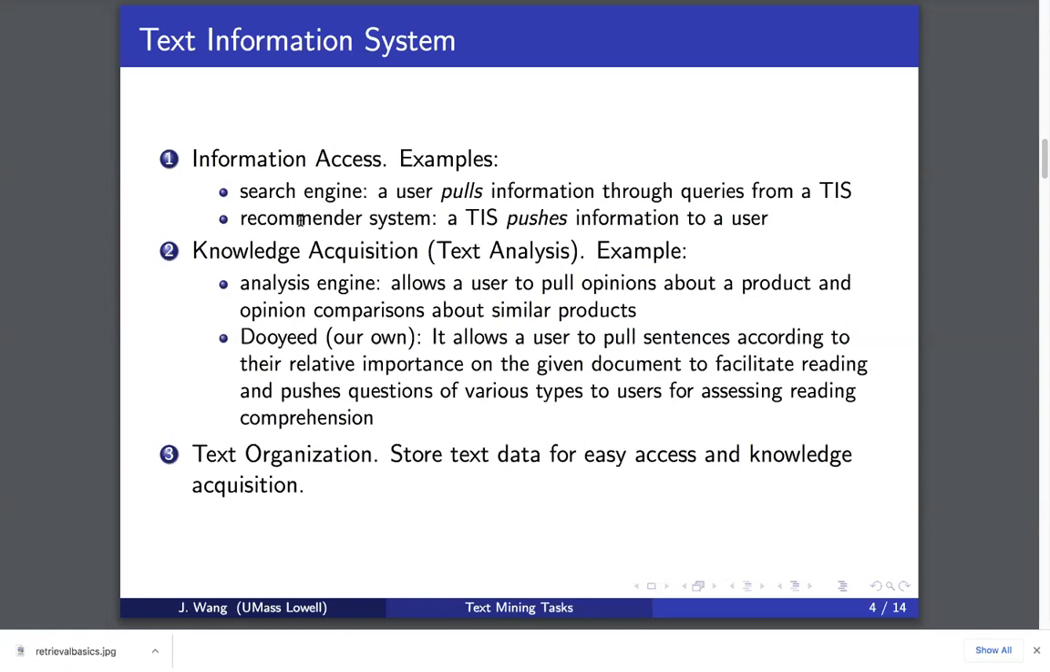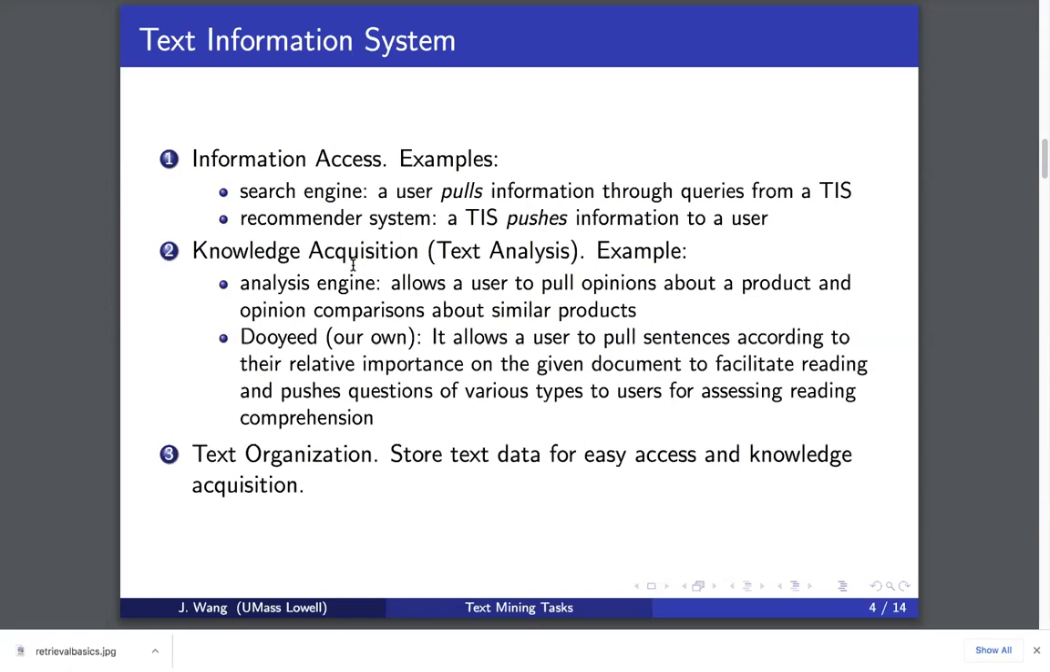The second example of information access is the recommender system. This TIS pushes information to a user, actively making recommendations to a user. That's called a recommender system.